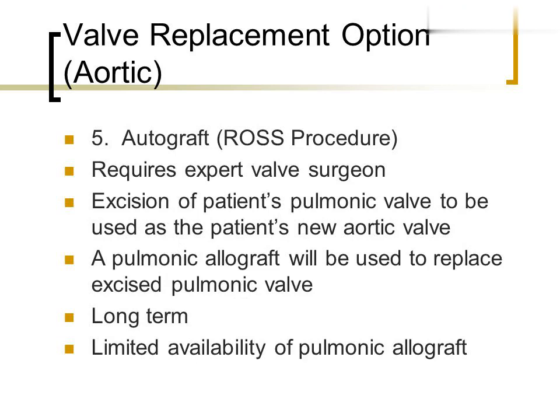Valve replacement option, aortic. 5. Autograft, Ross procedure. Requires expert valve surgeon. Excision of the patient's pulmonic valve to be used as the patient's new aortic valve. A pulmonic allograft will be used to replace the excised pulmonic valve. Long-term. Limited availability of pulmonic allograft.